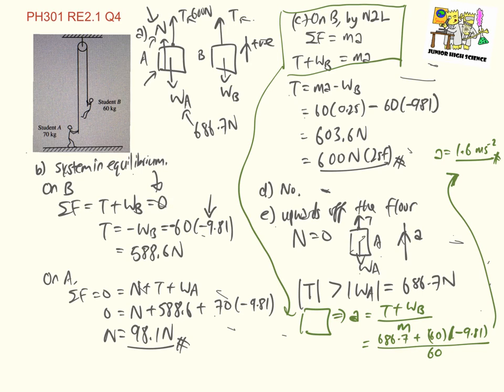So this 1.6 meters per second squared is the minimum acceleration needed before student A can be lifted up. If student B just climbs with an acceleration of exactly 1.6 meters per second squared, then the whole system will be in equilibrium and student A will not be able to be put upwards off the ground. The acceleration for student B needs to be more than this minimum value of 1.6 meters per second squared. And that is the complete solution for question 4 in revision exercise 2.1.